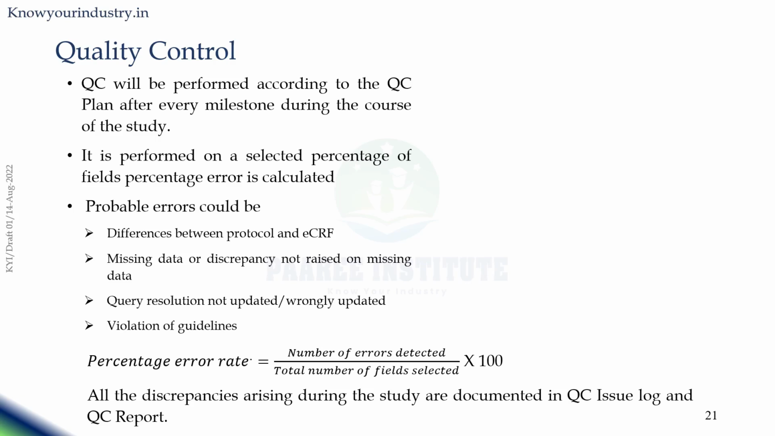Probable errors could be a difference between the protocol and eCRF, missing data or discrepancy not raised on missing data, query resolutions not updated or wrongly updated, and violation of guidelines. Due to that, the data could be incorrect. The percentage error rate formula is the number of errors detected divided by the total number of fields selected, multiplied by 100. All discrepancies arising during the study are documented in the format of a QC issue log as well as recorded in the QC report.